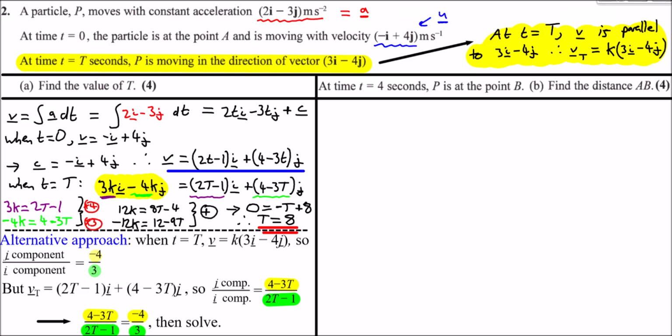So r is equal to u multiplied by t in terms of s equals ut plus half at squared. So that's ut then plus a half multiplied by a multiplied by t squared.